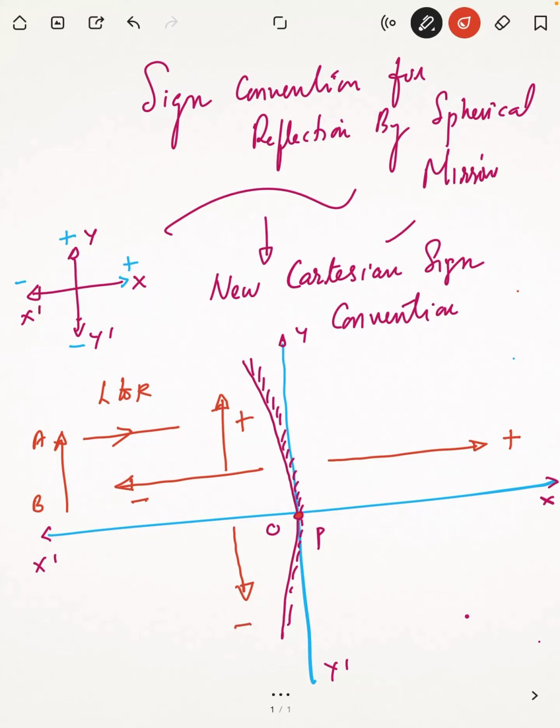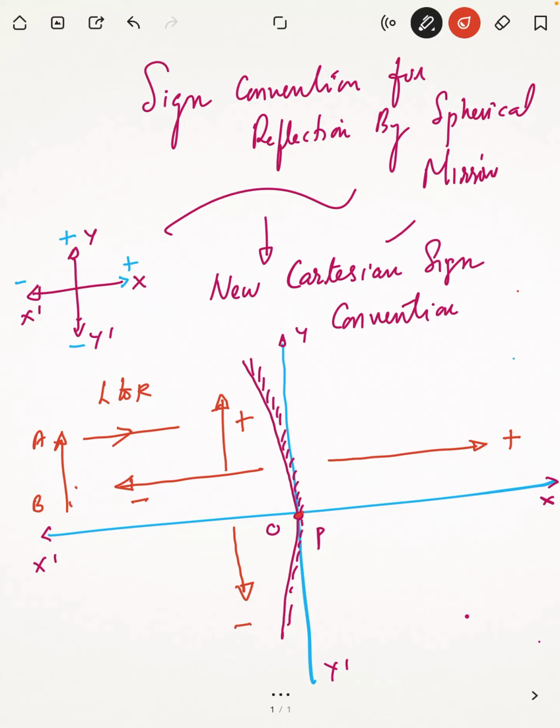So these are the important points regarding the new Cartesian sign convention. I repeat. First point is the pole of the mirror is taken as the origin, with coordinates 0, 0. Next point, the object is always placed to the left side of the mirror. That means light rays from the object fall on the mirror from the left-hand side. Light is traveling from left to right.